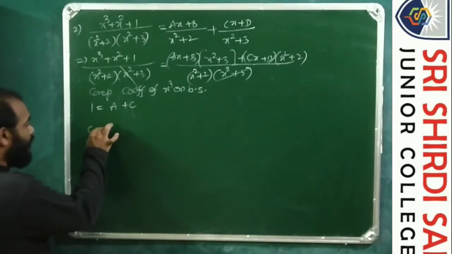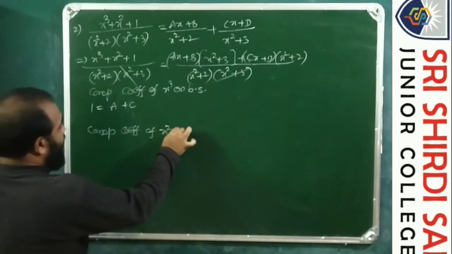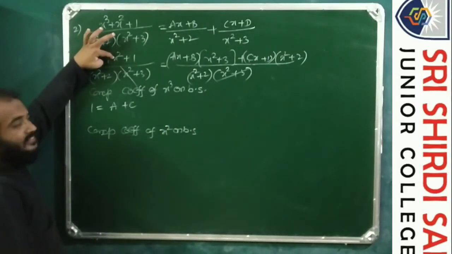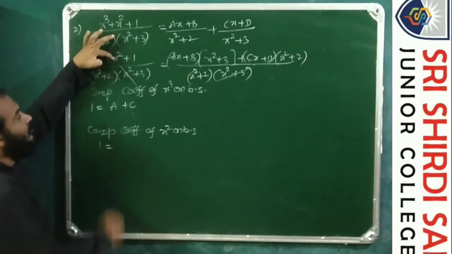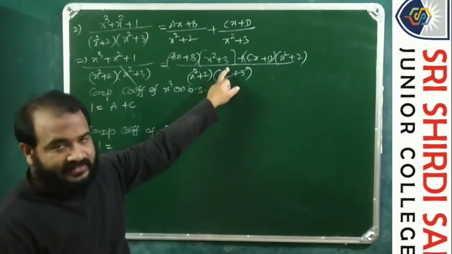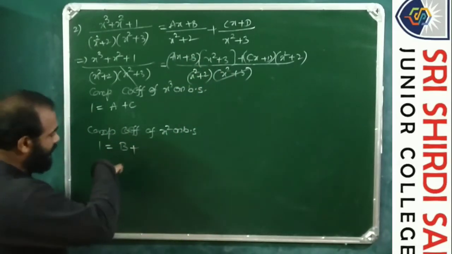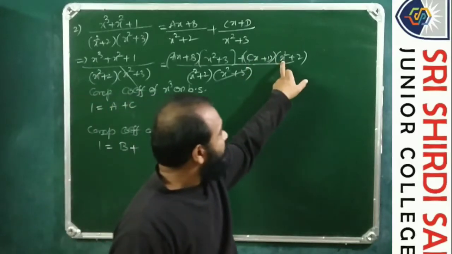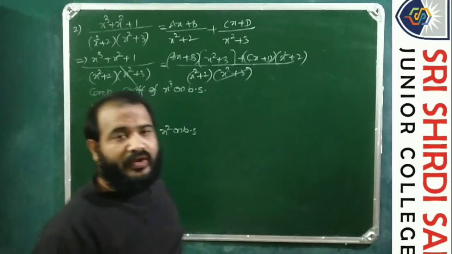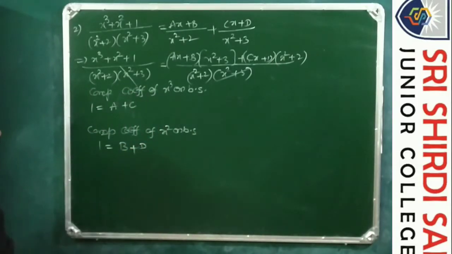Likewise, comparing the coefficient of x square on both sides. Here the x square coefficient on the LHS is 1, equal to ax into 3, so 3ax. B into x square, bx square, the x square coefficient is b, plus cx into x square, cx cube. Cx into 2, 2cx. D into x square, dx square, the x square coefficient is d. This is another equation we get.